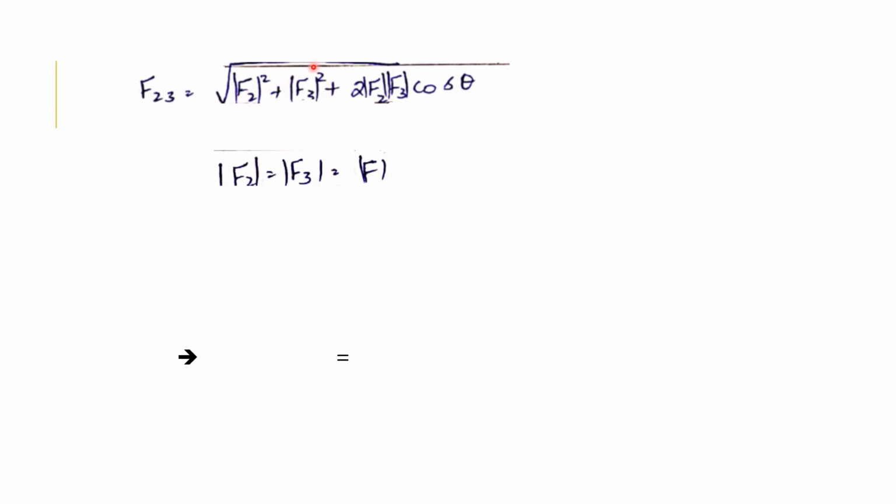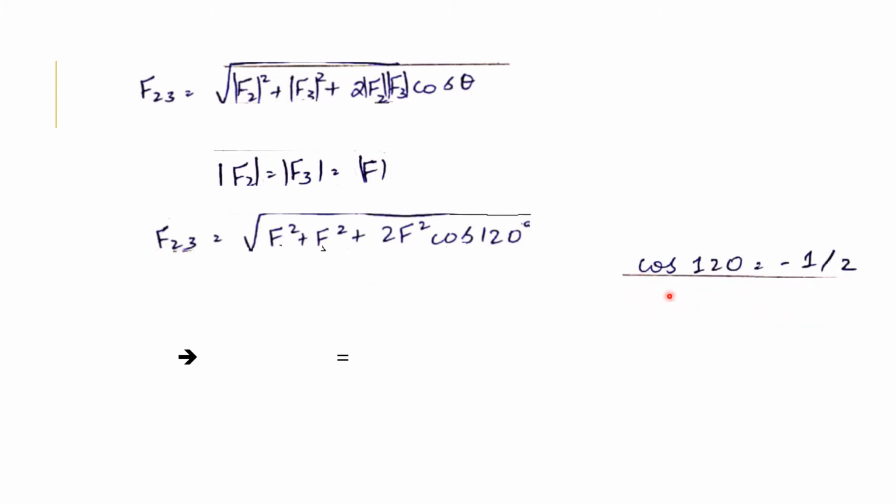We have already found the magnitudes of F1, F2 and F3, and each magnitude has the same formula. So for simplification we can substitute magnitude of F2 equal to magnitude of F3 equal to F. Then the resultant of F2 and F3 is the square root of F square plus F square plus 2 into F into F, that is F square, into cos theta. Theta is 120 degrees. I have shown that 120 degree angle in the diagram, the angle between F2 and F3. So the resultant of those two we are finding using the parallelogram law.